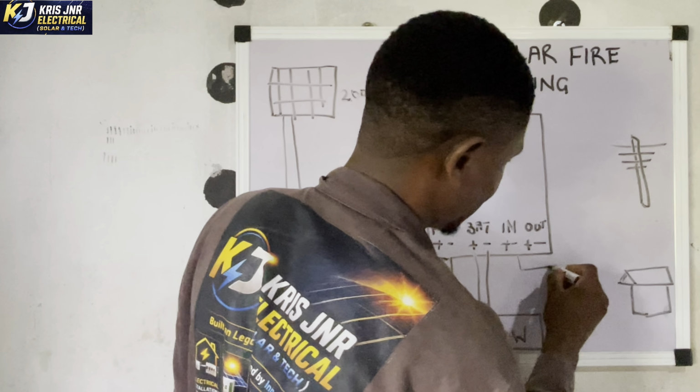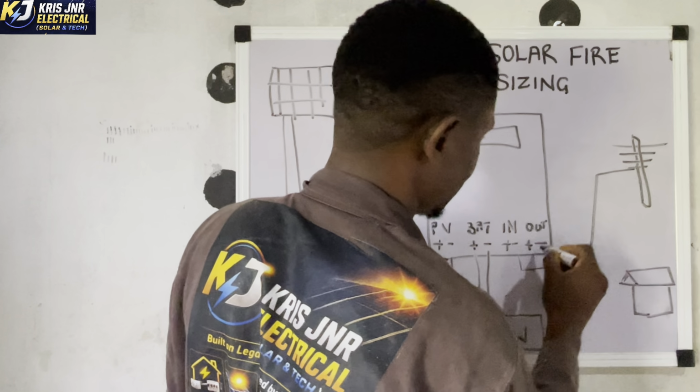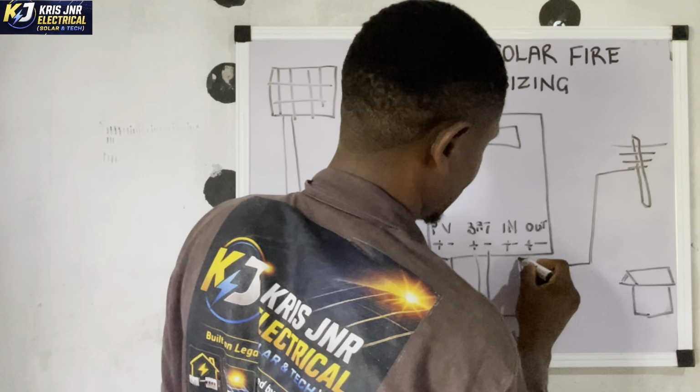should be from here. Okay, this is to the grid. Then this to the grid. Okay, then our load. Let's connect our load here. The house, which is the load. Okay, plus and minus.